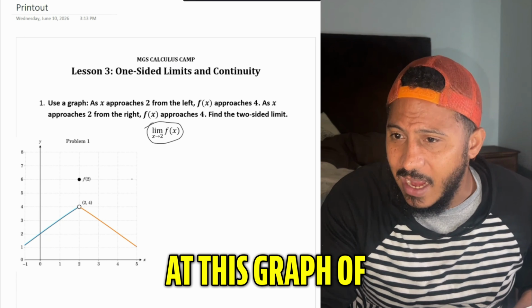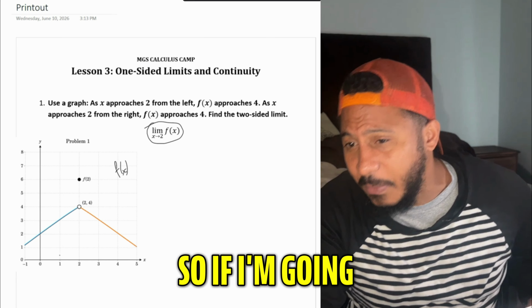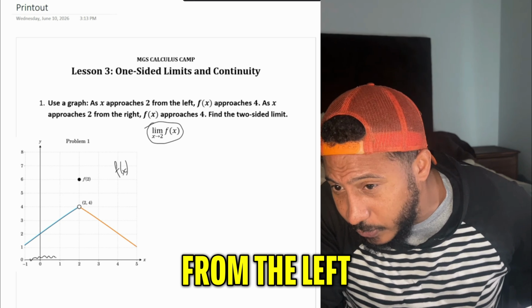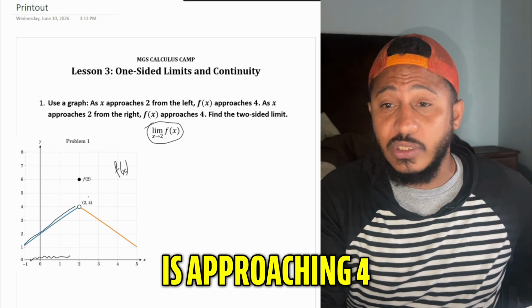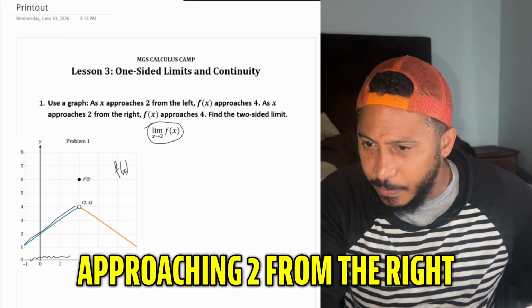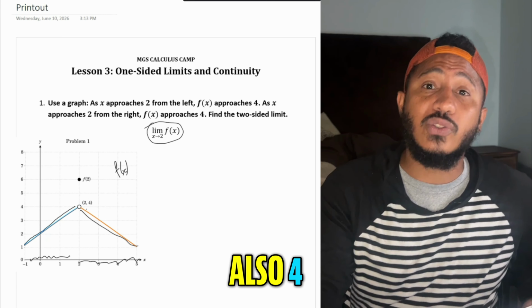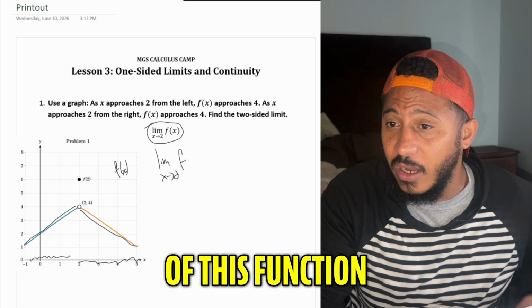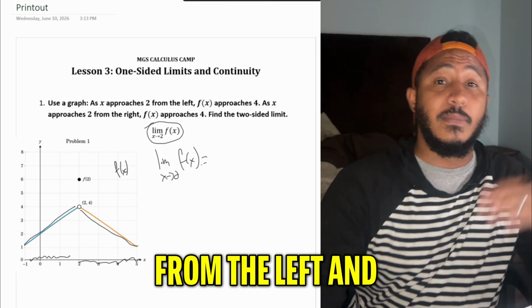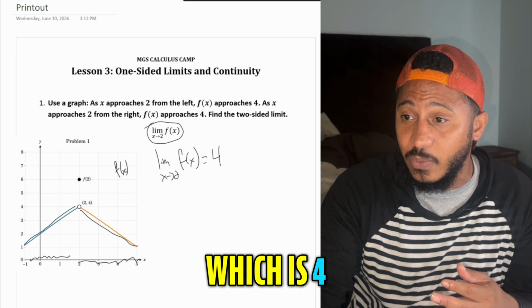So if we look at this graph of f of x, then we say yes, as the x's are approaching 2 from the left, notice the y value, this blue part here, is approaching 4. As the x's are approaching 2 from the right, notice the y value, the function is also approaching 4. And so what is the limit as x approaches 2 of this function? We'd say, well, from the left and from the right, they're approaching the same y value. So we say this equals that y value, which is 4.